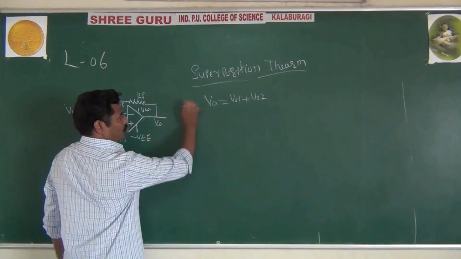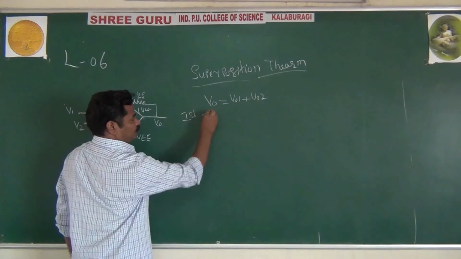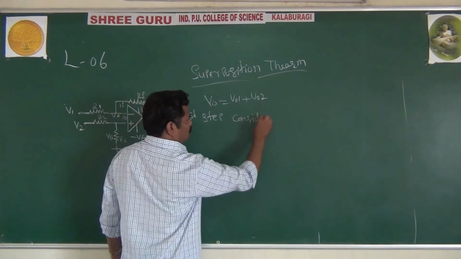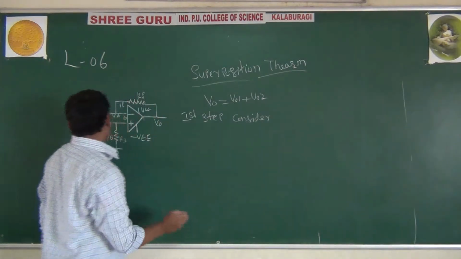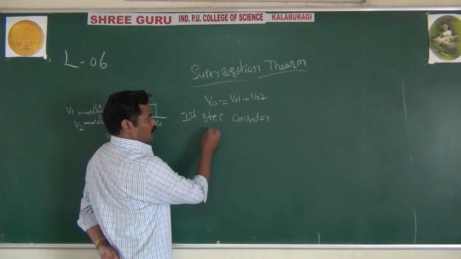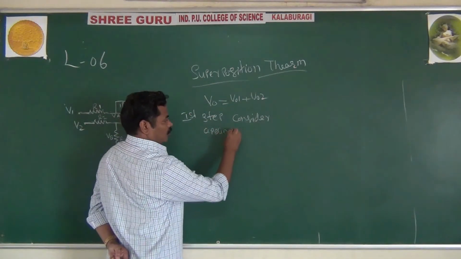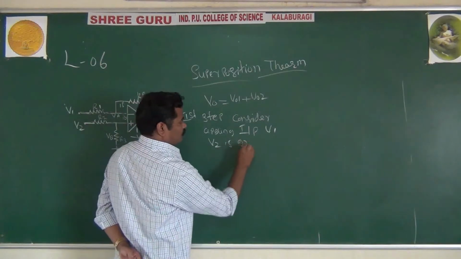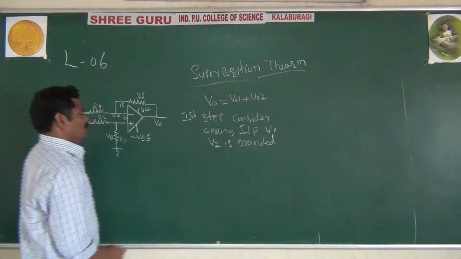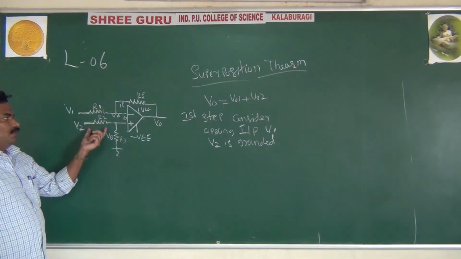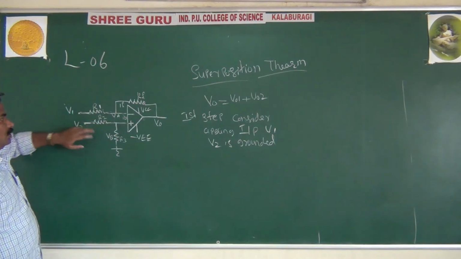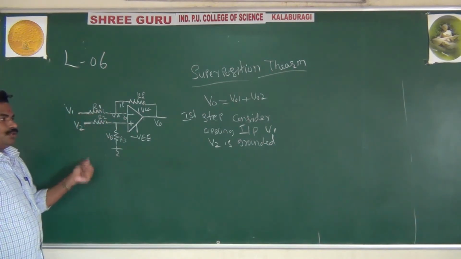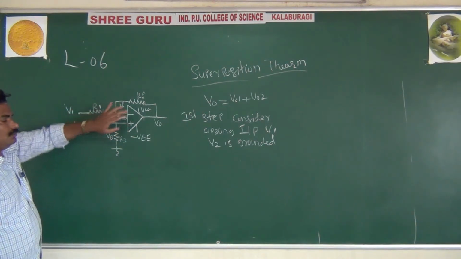In the first step, consider applying the input to V1, and V2 is grounded. Consider only V1, and V2 is grounded. This portion is not there, which means the non-inverting terminal is grounded, and you consider only V1. If V2 is not there, or let's say V2 is grounded, then it acts as an inverting amplifier.